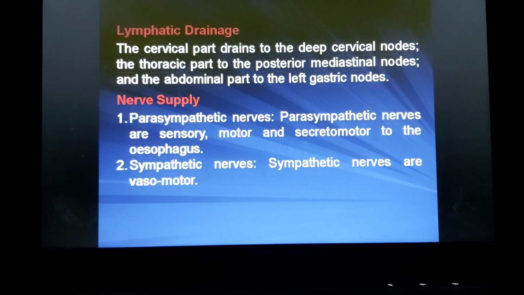Next, coming to the nerve supply, which divides into parasympathetic and sympathetic. Parasympathetic nerves are sensory, motor and secretomotor to the esophagus. Sympathetic nerves are vasomotor in nature.